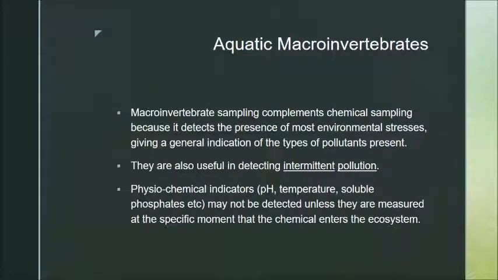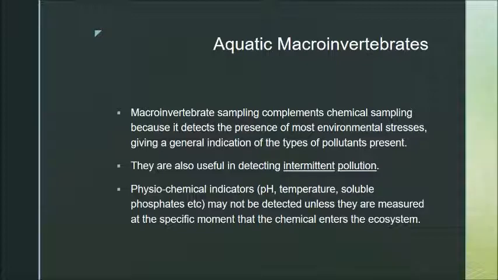So sampling macroinvertebrates complements chemical sampling. Yes, we can go and test for pH, and yes, we can go and test for nitrites and nitrates. But what this does is it tells us how these pollutants are affecting the environment. It actually tells us exactly how it's affecting the environment.